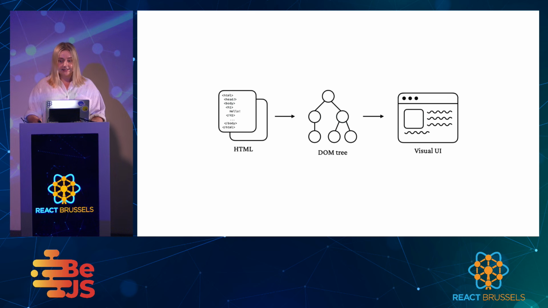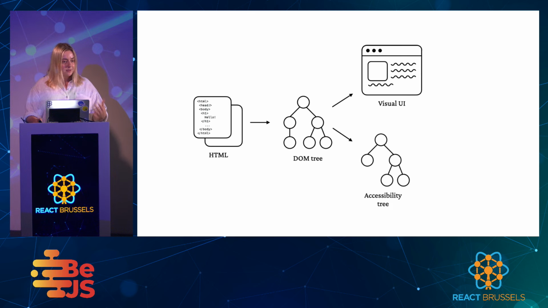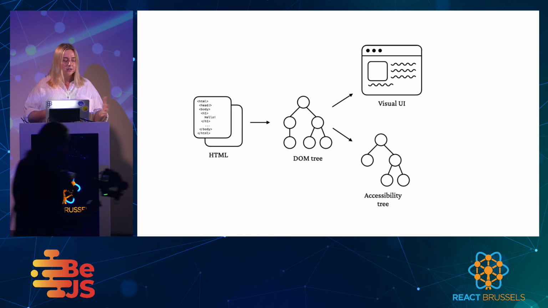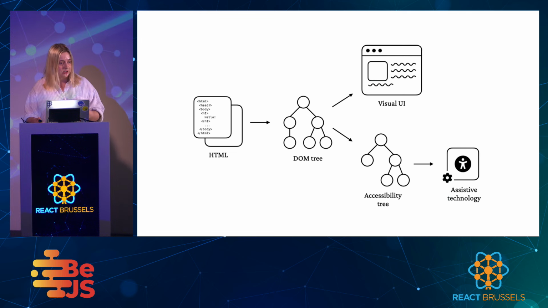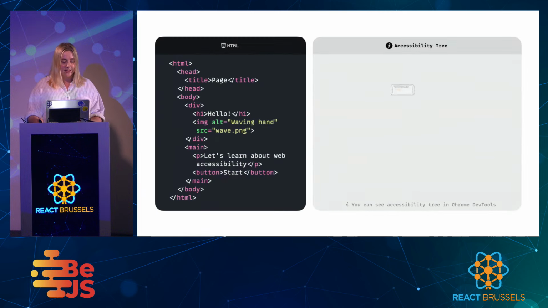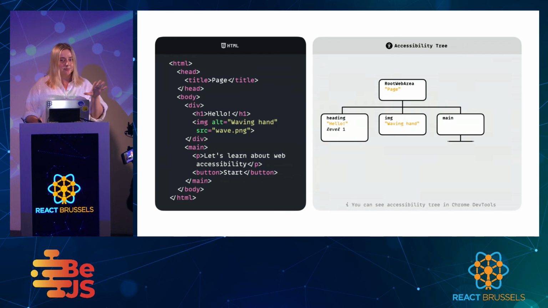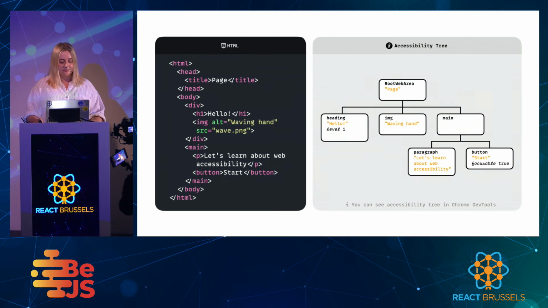However, it doesn't end there. In parallel to this process, the browser also builds an accessibility tree, which contains all important accessibility information about elements on the page. Then this tree is exposed to assistive technology and is used to navigate the page. But it's a lot easier to understand when looking at the example. For this HTML page, the accessibility tree will look something like this.